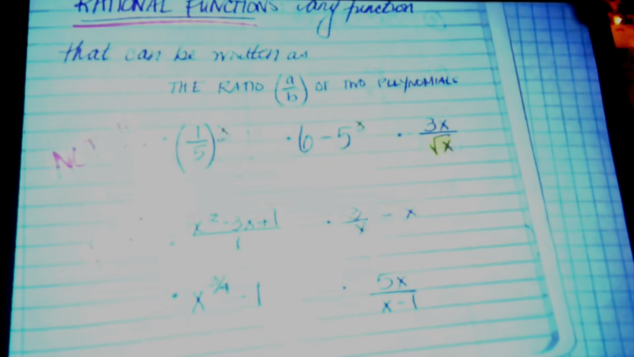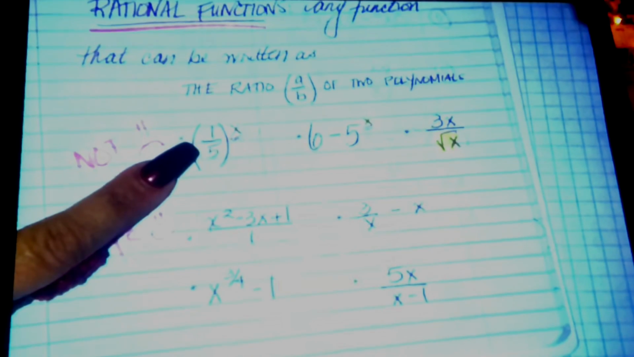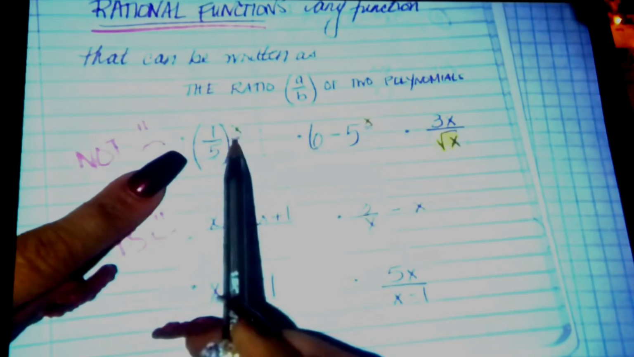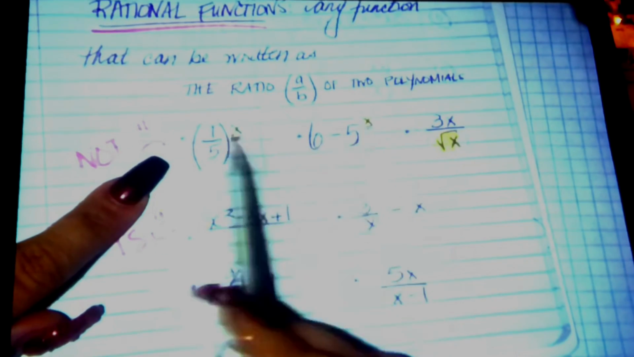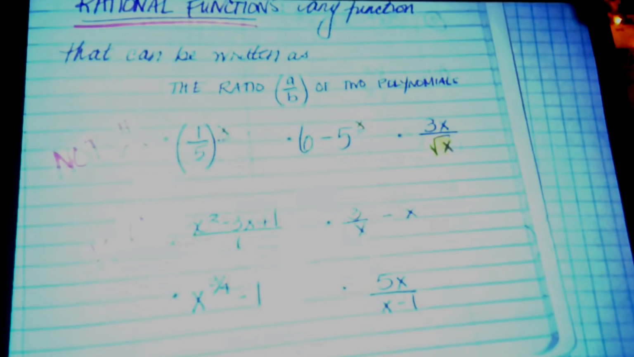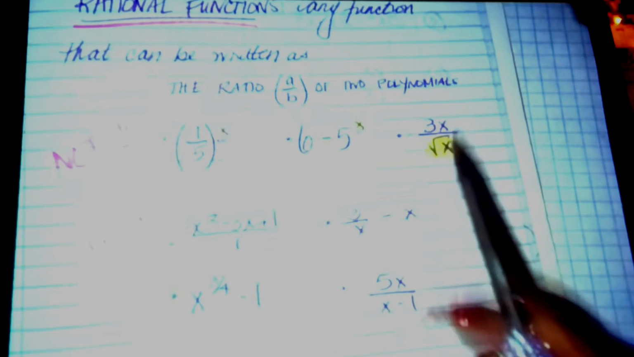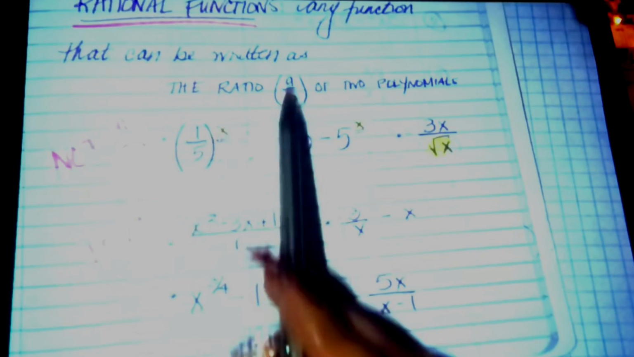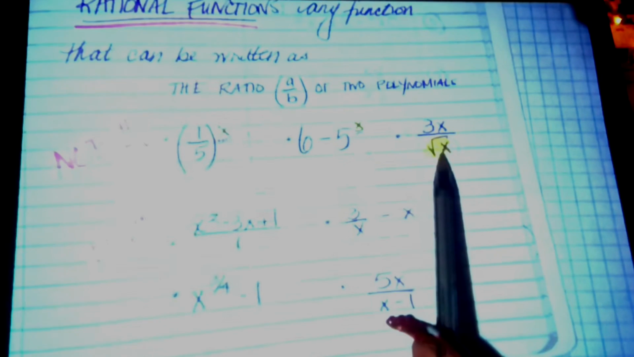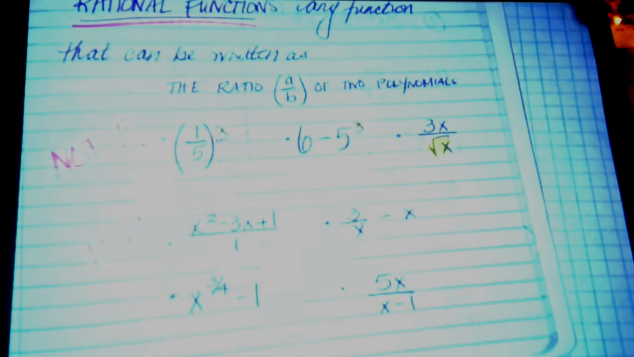Definition of a rational function is when you can write anything as a fraction. So this right here is not a fraction. This has an exponent as a variable here. So it's a fraction to an exponent. So anytime the exponent is a variable, it's not a rational function. This is also not a rational function because the definition of a rational function is that it can be written as the ratio of two polynomials. This is not a polynomial. And these are all examples of possible rational functions.